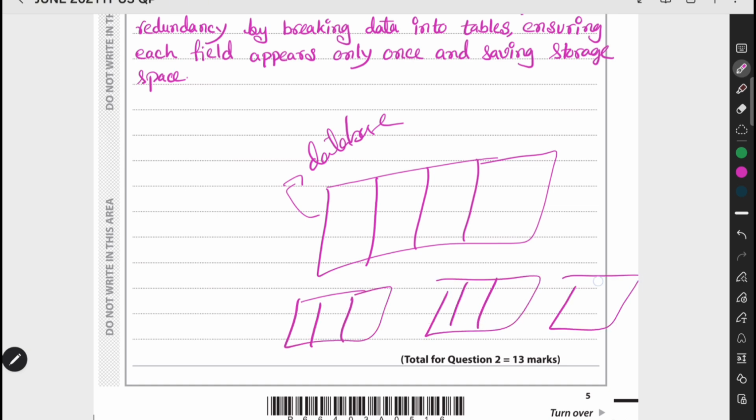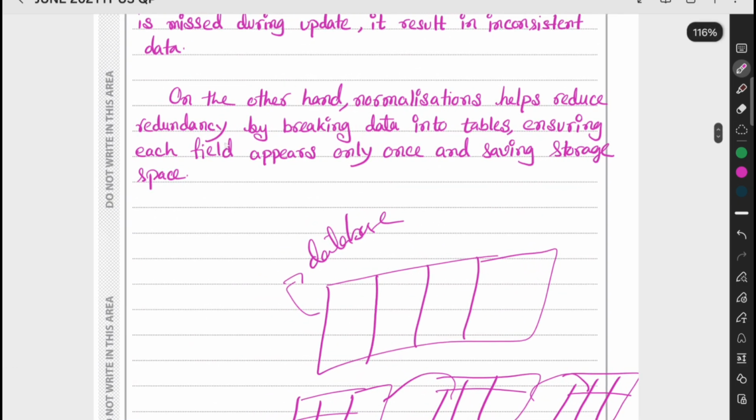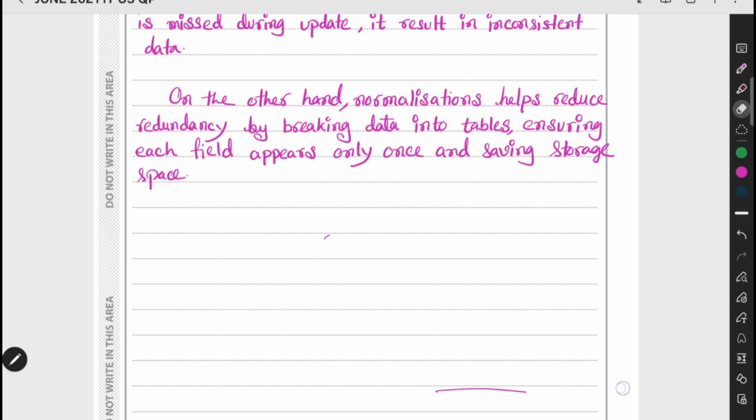2 or 3 table, and we use foreign and primary key to connect each of the table with each other by using a relational database. So what happened, which reduces redundancy by breaking data into tables, ensuring each field appear only once, and saving storage space as well. So now we'll continue. What will be the other benefit that we're getting actually here?